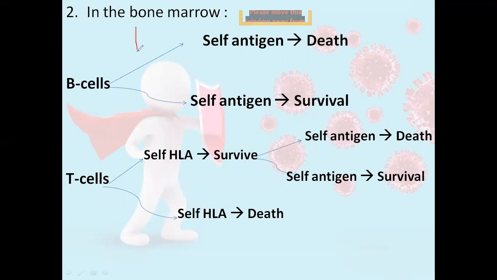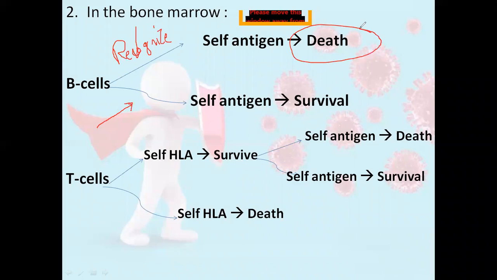So here, when the B cells recognize the self antigen, this one is recognized, and the curvy one does not recognize. So when the B cells recognize the self antigen, they will kill the self antigen, so these B cells will be dead. However, when the B cells do not recognize the self antigen, these B cells will survive. However, for the T cells, we agreed that we have a double selection process.